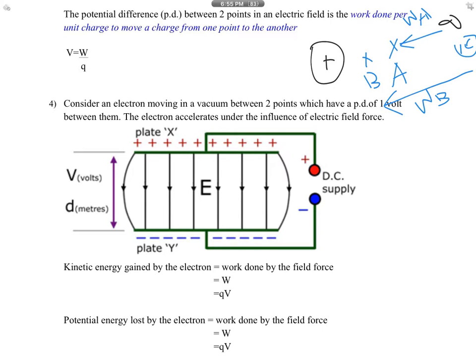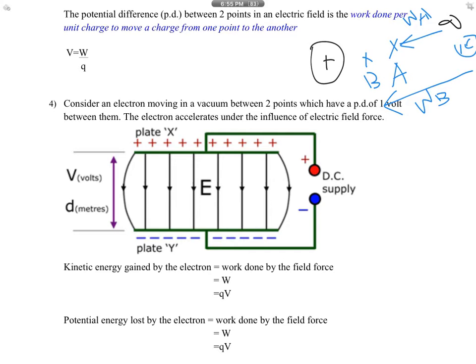So if potential at A is defined as work done in bringing unit charge from infinity to A, and potential at B is defined as work done in bringing unit charge from infinity to B, then the electric potential difference between A and B will be the work done in bringing unit charge from A to B. That is the definition of potential difference. Or you can call it work done per unit charge to move a charge from one point to another. It's the same. Or you can call it work done in bringing unit charge from one point to another.